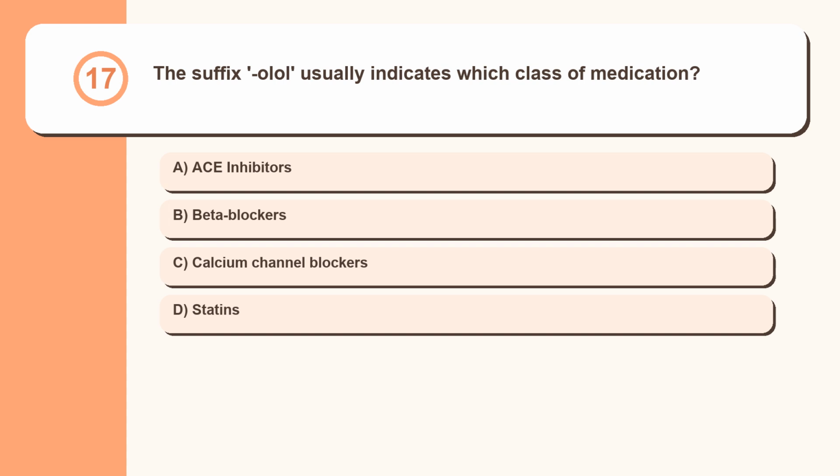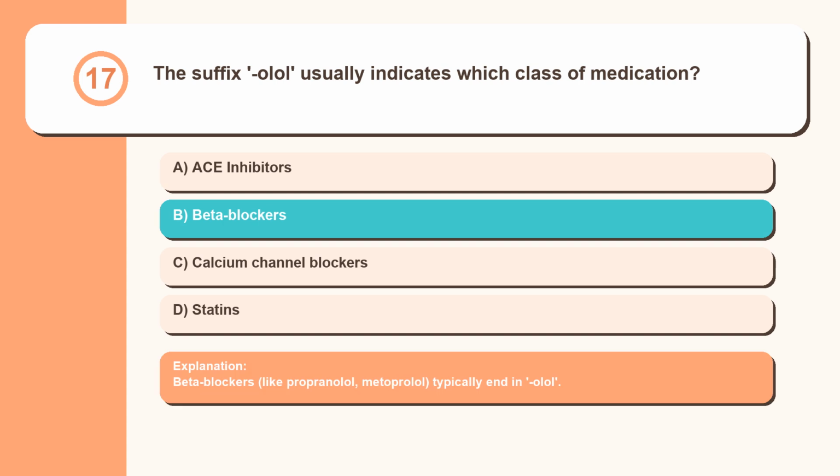Question 17. The suffix olol usually indicates which class of medication? ACE inhibitors, beta blockers, calcium channel blockers, statins. Beta blockers, like propranolol, metoprolol, typically end in olol.